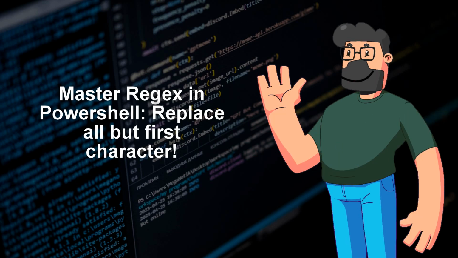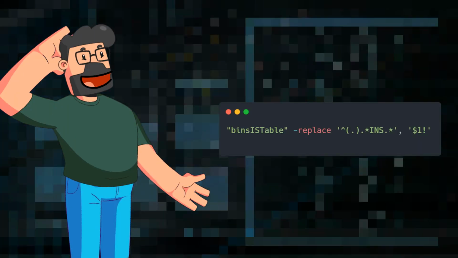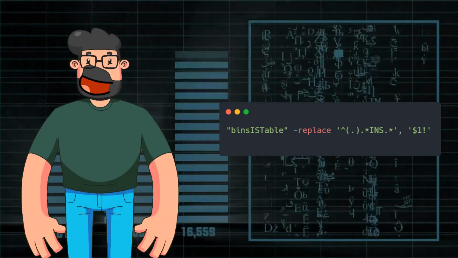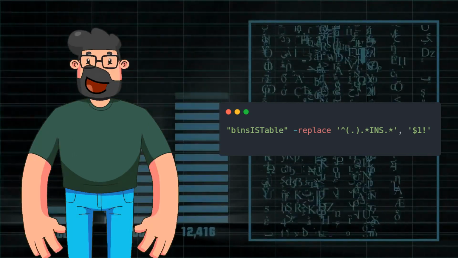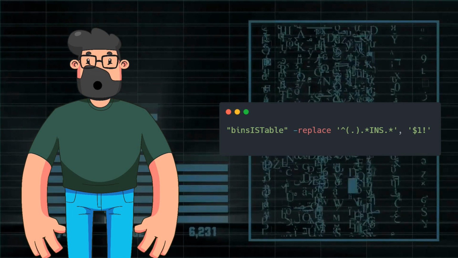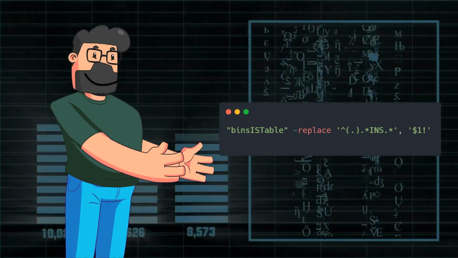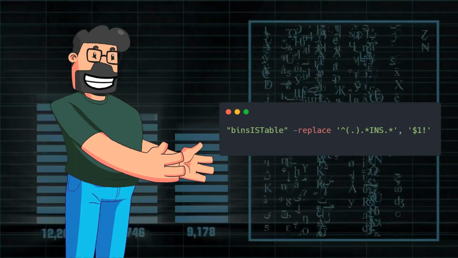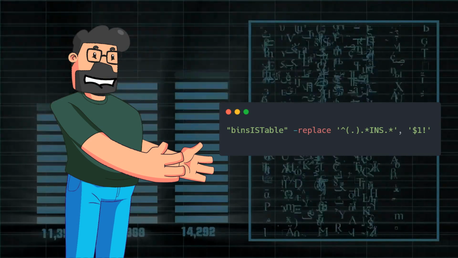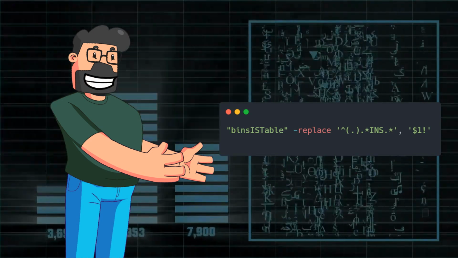So, the problem we're tackling here is all about efficiently modifying specific text patterns within a string using PowerShell. Now let's delve into the solution. The key insight here is to utilize the $1 identifier to target the first character of our match. We aim to replace instances where the string contains ins with the first character followed by an additional character.